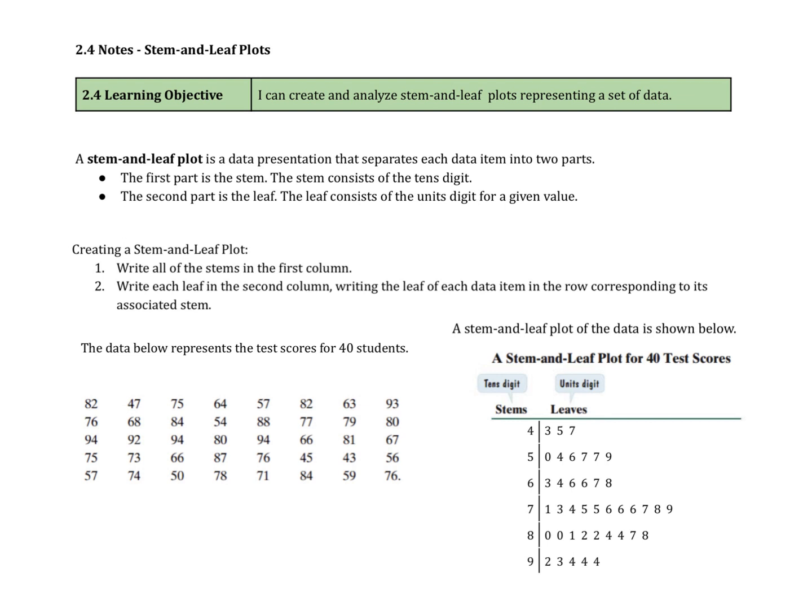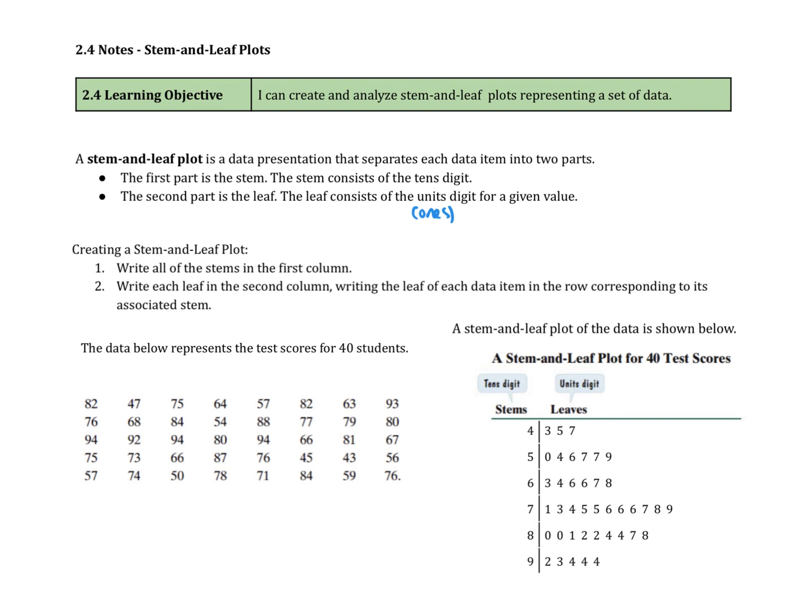So if you look down at this example, here are the stems on the left. Each of these stems represents the tens digits of the numbers. The second part is the leaf. The leaf consists of the units digit for a given value. Now, units digit is the same as the ones digit, and so each of these values over here represents the ones digit of a number.